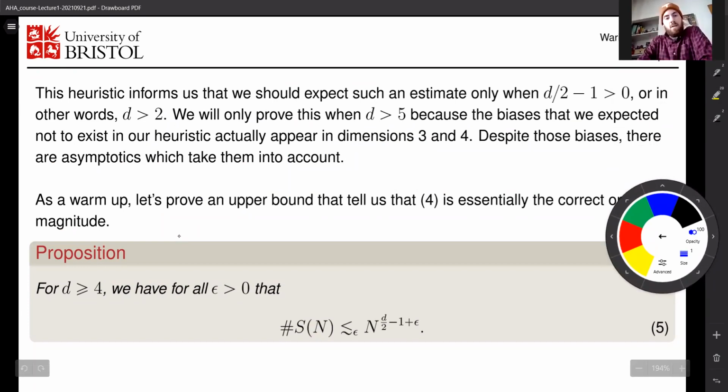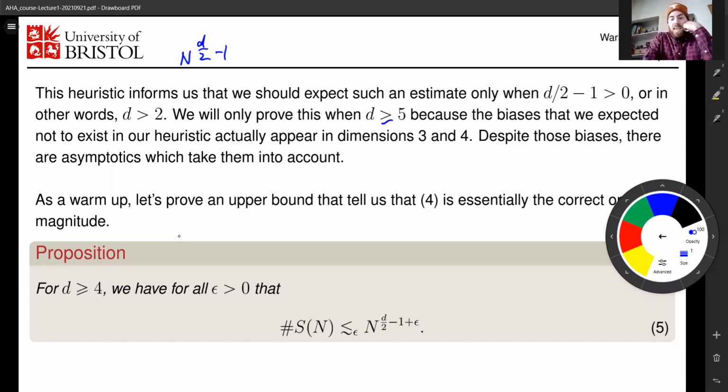it's only going to work whenever this is positive, right? So if I have n to the d over 2 minus 1 actually growing as a function of n, that means, of course, that d over 2 minus 1 has to be positive, or in other words, d has to be greater than 2. So this only has a hope of being true in 3 or more dimensions, and we're actually going to only prove that it is true in 5 or more dimensions.